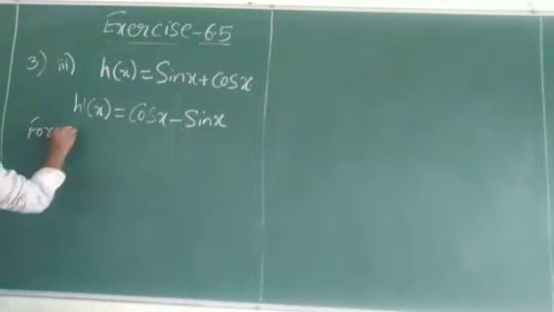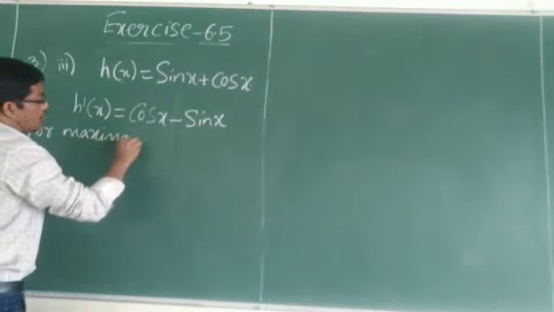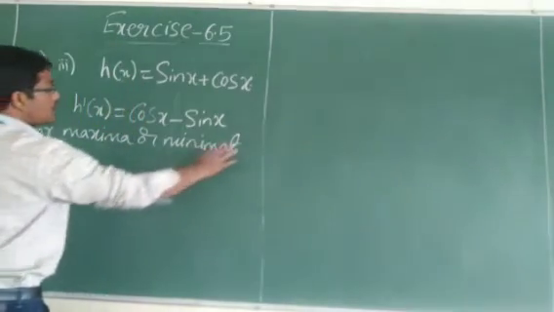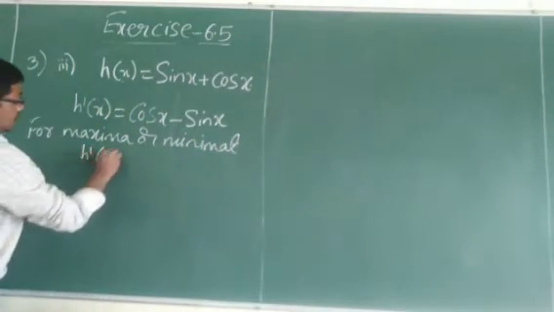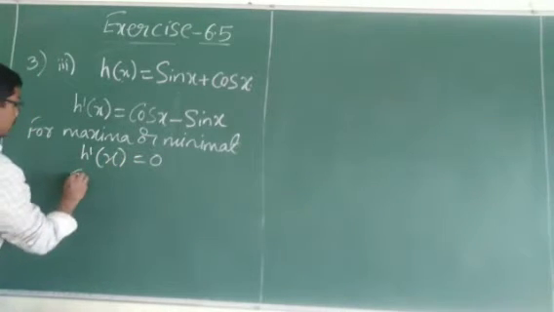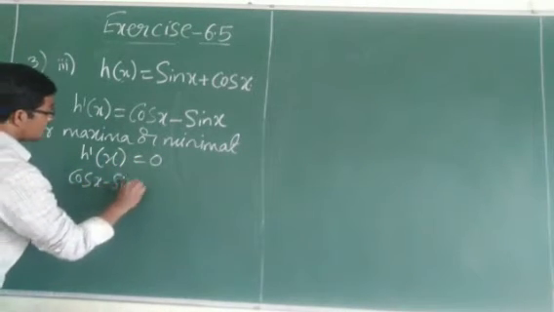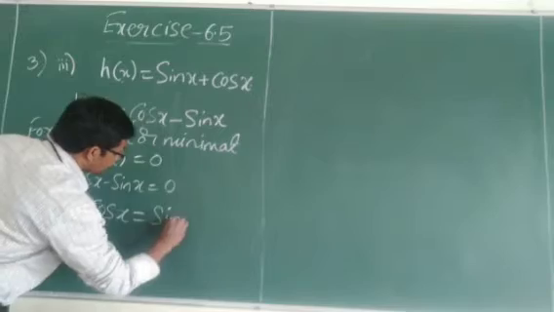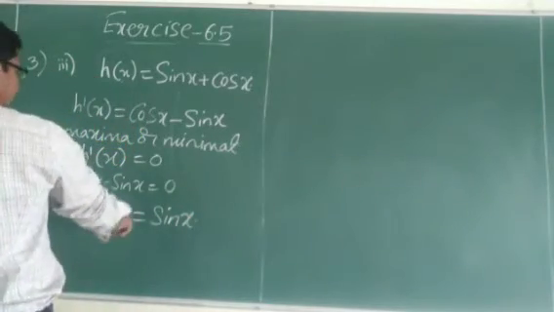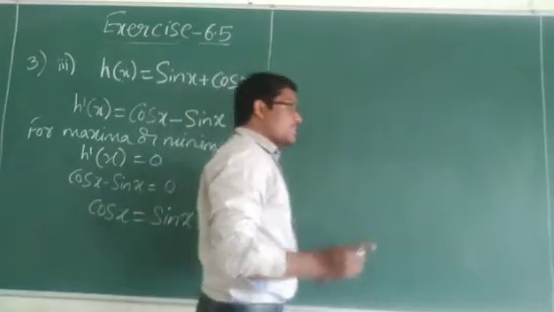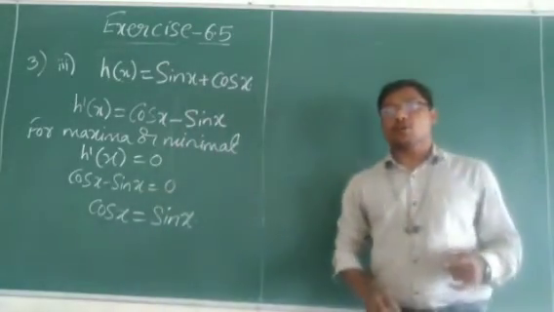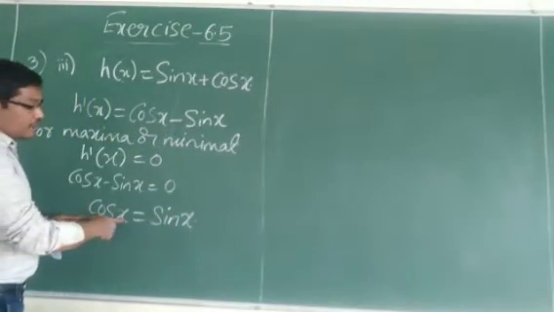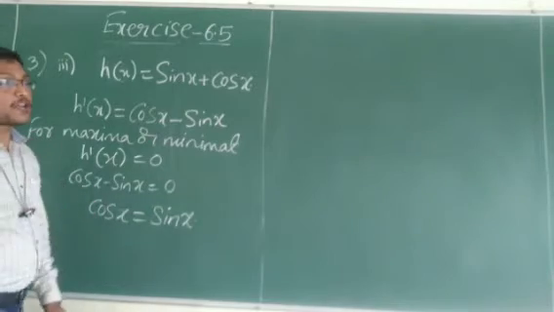Again, for maxima or minima, the derivative must be equal to 0. Therefore cos x minus sin x must be equal to 0. So we get cos x is equal to sin x. Cos x and sin x values are the same when x is equal to pi by 4. When x is equal to pi by 4, cos pi by 4 is 1 by root 2, and sin pi by 4 is 1 by root 2.